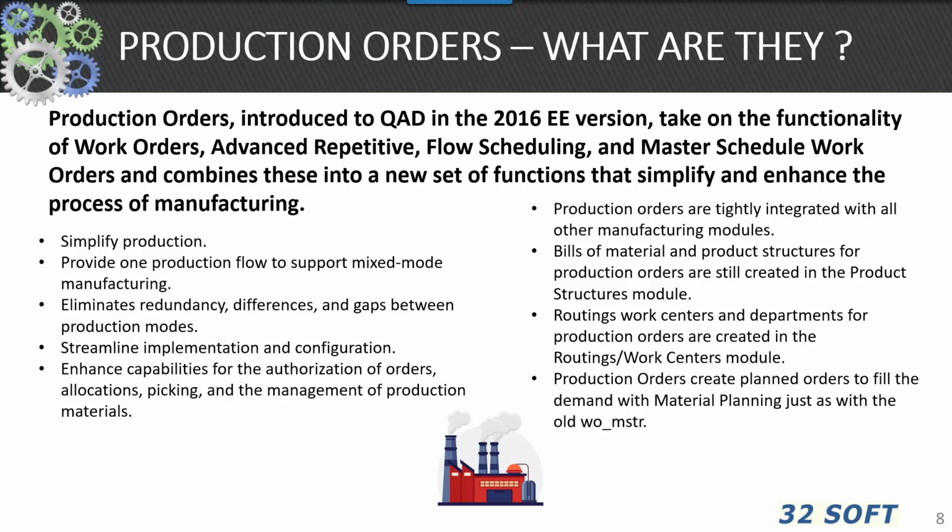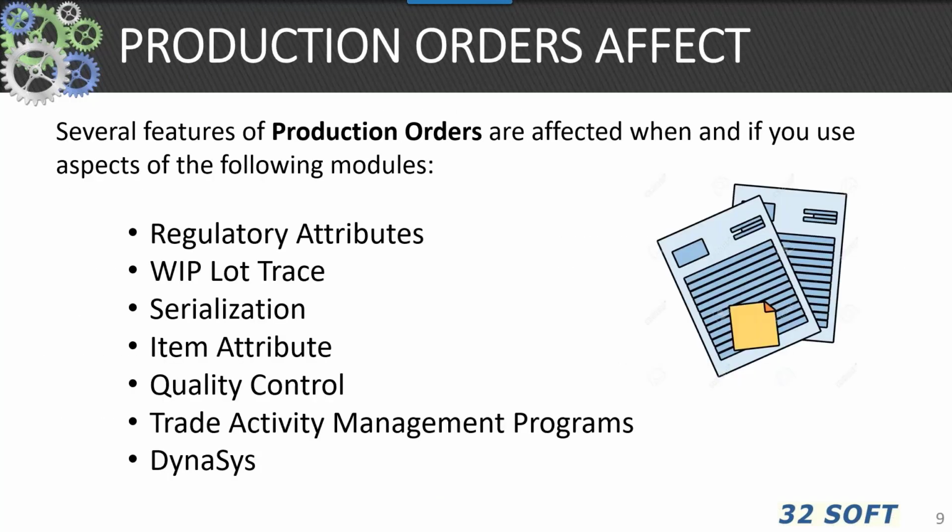Production orders are tightly integrated with all other manufacturing modules. BOMs and product structures are still created in the product structure module. Routings and work centers are still used, and production orders create planned orders to fill demand in MRP, just like with the old work order process.